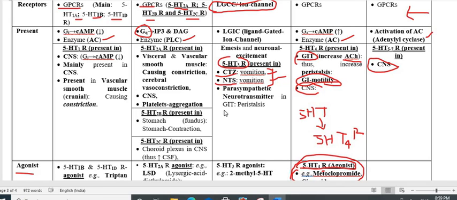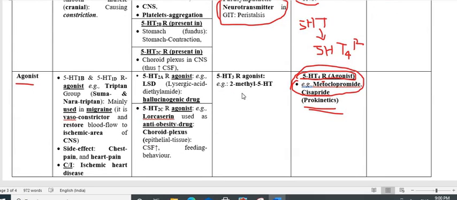Also, this is going to induce the parasympathetic neurotransmitter, and therefore it increases the peristalsis that we already discussed with the 5-HT4. Now we have to go through its agonist and antagonist, that is, the 5-HT3 receptor agonist. When we are talking about the agonist, only one drug is here for the 5-HT3 receptor. Before 5-HT, we only have to put 2-methyl. So the name is 2-methyl-5-HT, the 5-HT3 receptor agonist.